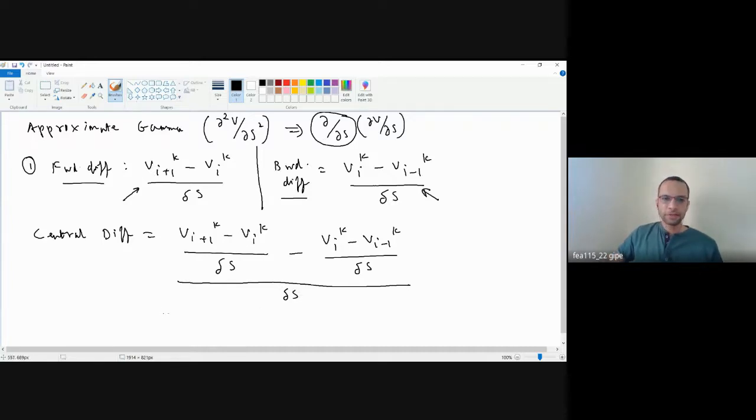So if I were to simplify this a bit, I have delta S as common. So V i plus 1 k minus V i k, so this would look something like V i plus 1 k minus two V i k, since these two V i k's would add, plus V i minus 1 k, upon delta S squared. So this is one way of approximating gamma.